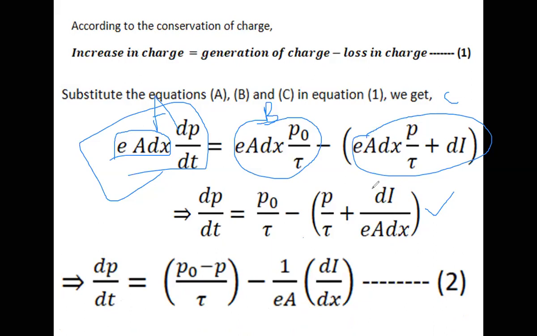I have written this dI by dx as this term here, and EA remains outside. So now our aim is to understand what this dI by dx is. This looks like a current gradient or charge gradient. If you take per unit time, it will be a charge gradient.